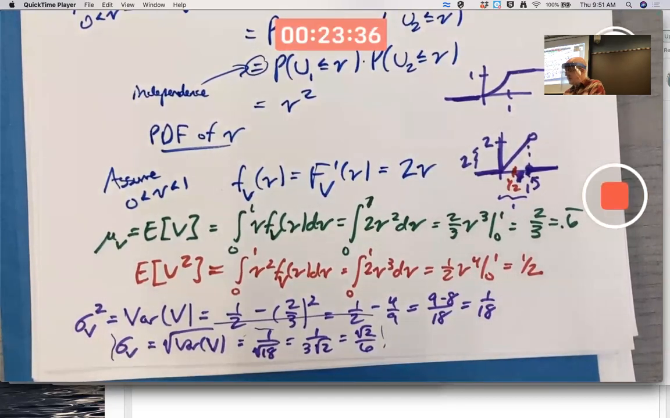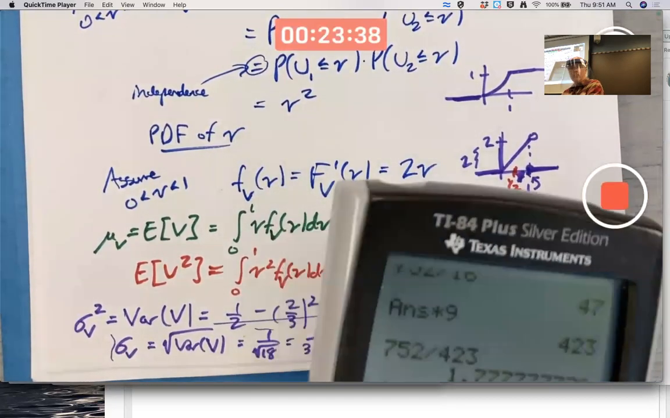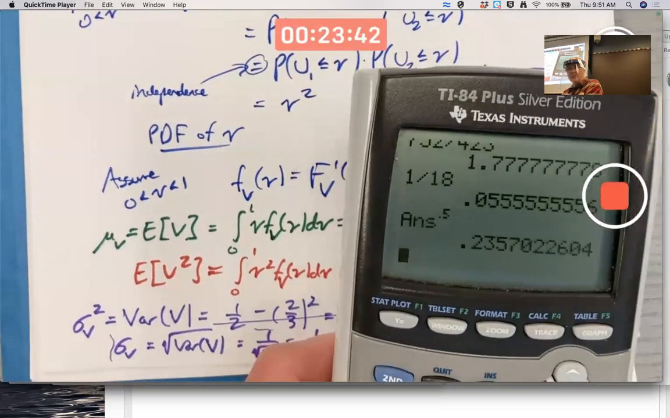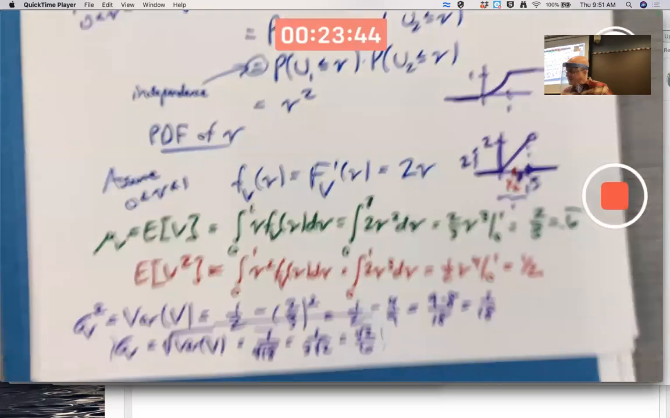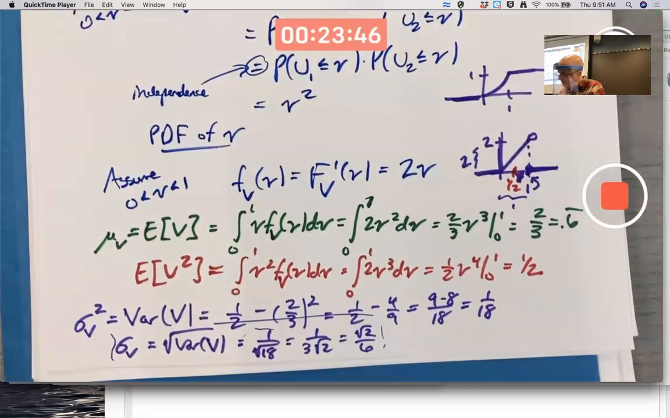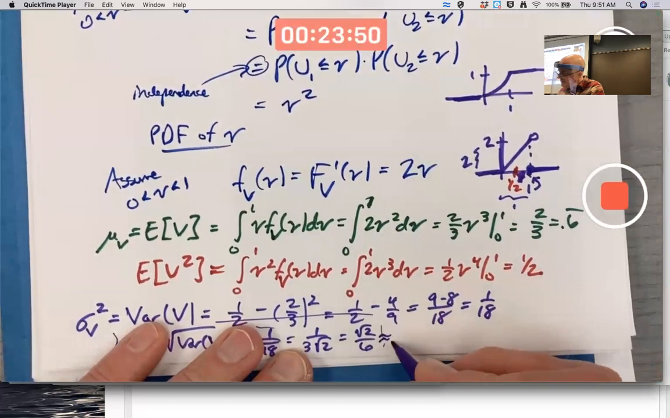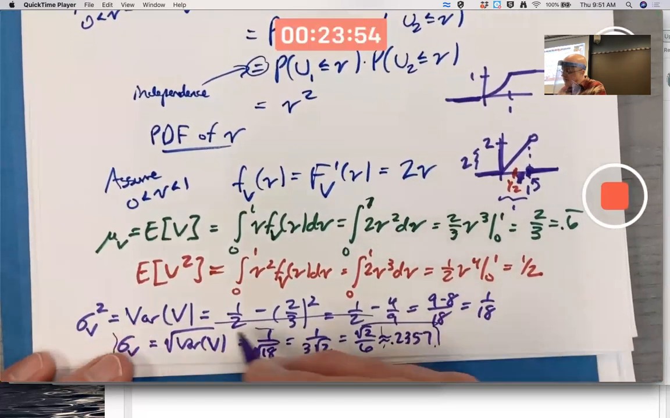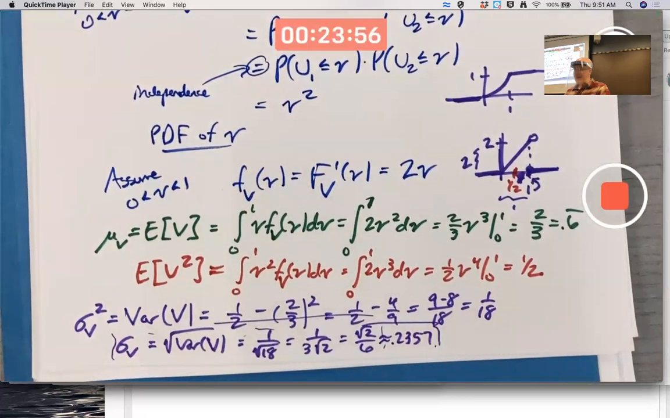And it's bigger than the variance, right? Because the variance is less than 1. Take its square root. It's about 0.2357 for the standard deviation. There you go. Yeah, any of these is okay.